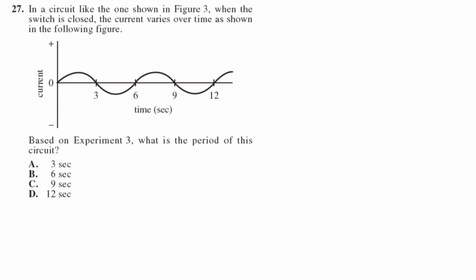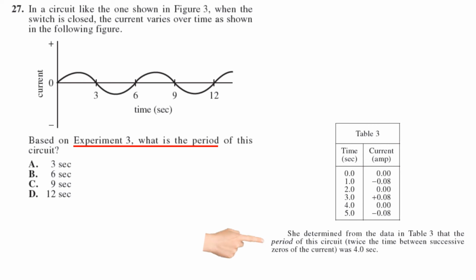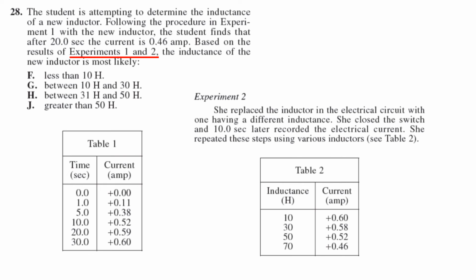Number 27, based on experiment 3, what is the period of this circuit? So we're looking at this circuit here, right? And so it's a little bit like the last one. How long does it take to complete a cycle? So in this one, how long would it take you to make a circle, if you will? So we start here, we have to have enough of the wave to complete a full circle. So it'd be 6 seconds. You could go back to experiment 3 where it explains what a period is. But if you know it, the knowledge, right, you just know it's from 0 to 6, so it takes 6 seconds. B.